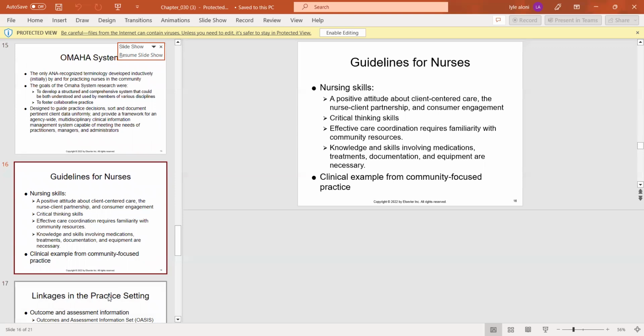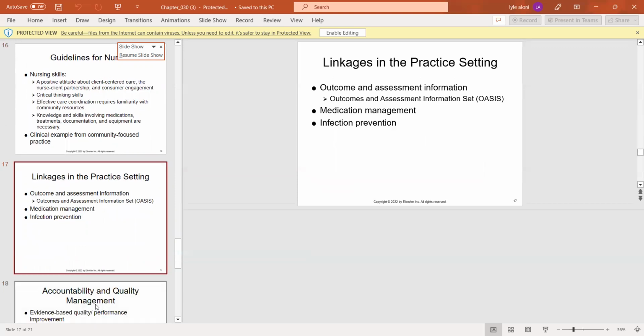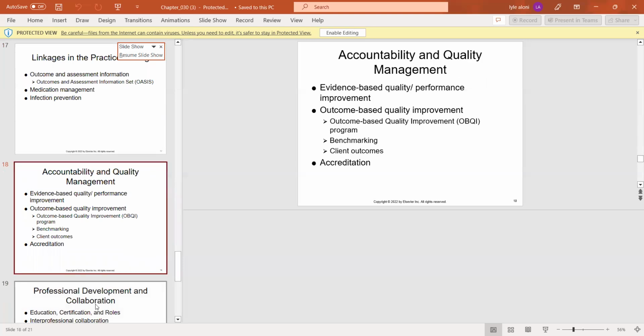So positive attitude about client care is important. We need critical thinking skills. Effective care coordination requires knowing our community resources and our knowledge. We take a look at our outcome and assessment information, medication management, infection prevention. We use our evidence-based quality and performance improvement.